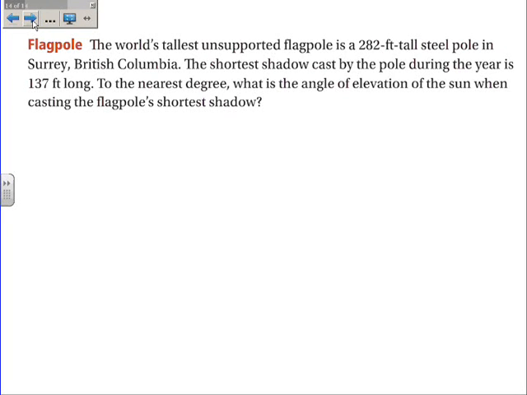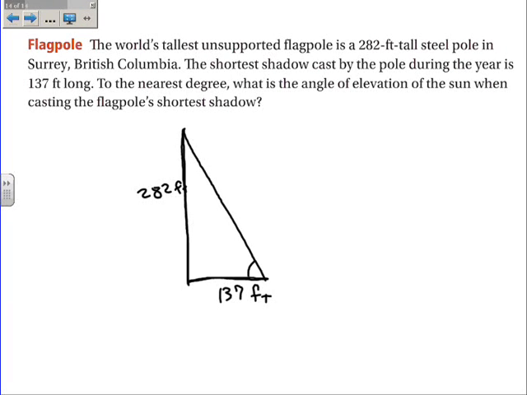Okay, so I have a flagpole. I'll just draw the pole, not the flag, and the flagpole is 282 feet. Okay, the shadow, draw that on the ground, the shadow is 137 feet long. And the question is, what is the angle of elevation to the sun? So from horizontal, looking up at the sun, what is this angle, the angle of elevation?